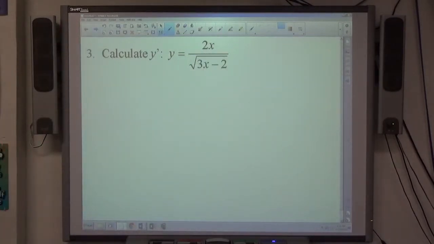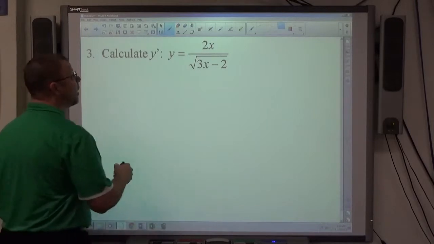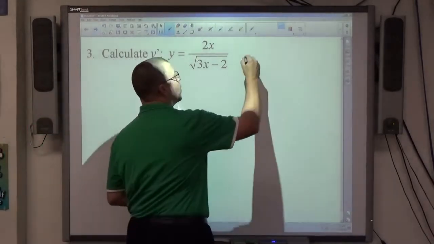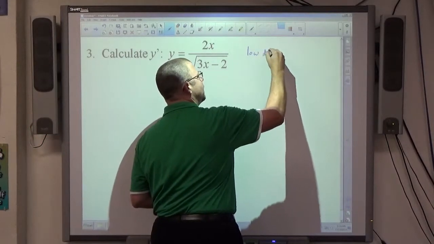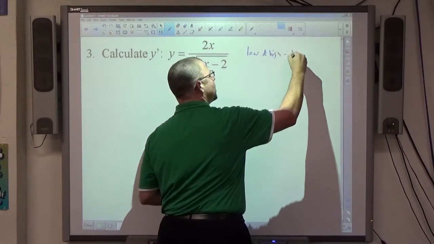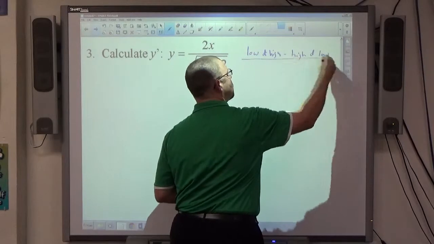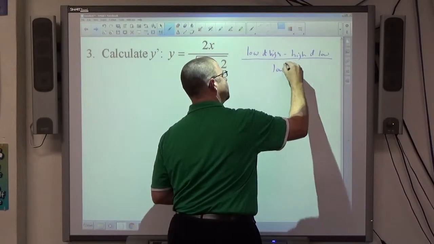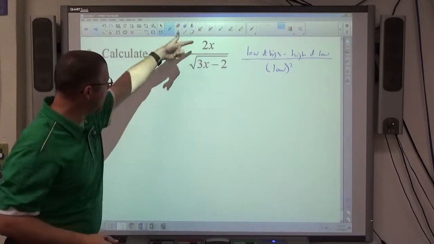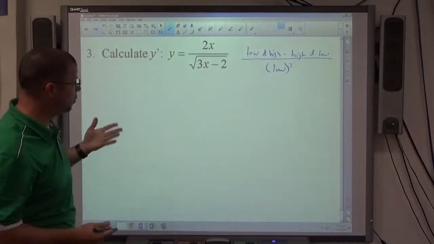Number 3, this time we have a quotient. It doesn't look like it's easily changed into anything but a quotient, so I'm just going to go ahead and do it as is with the quotient rule, which if you recall is low d high minus high d low over the square of what's below. So high 2x, low 3x minus 2 square root.